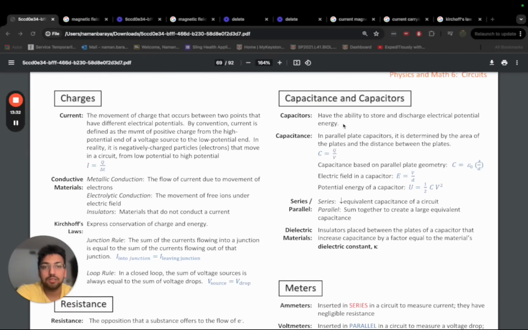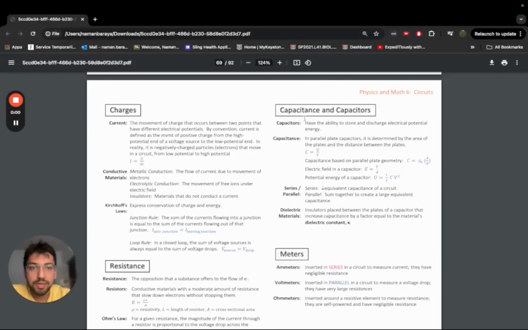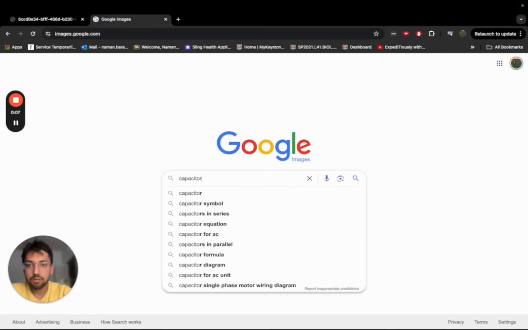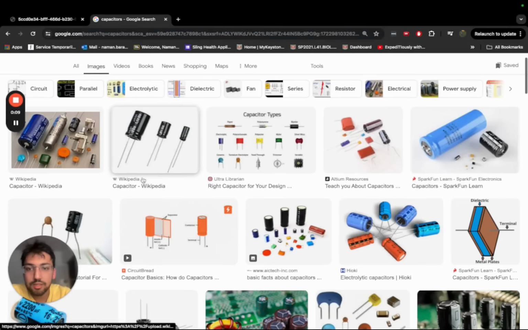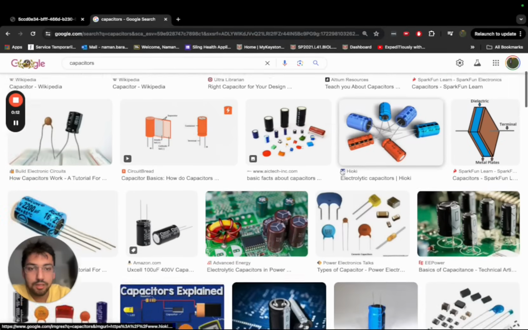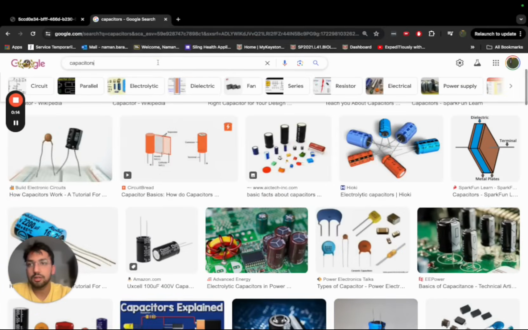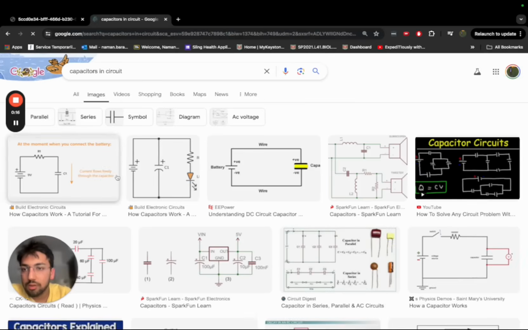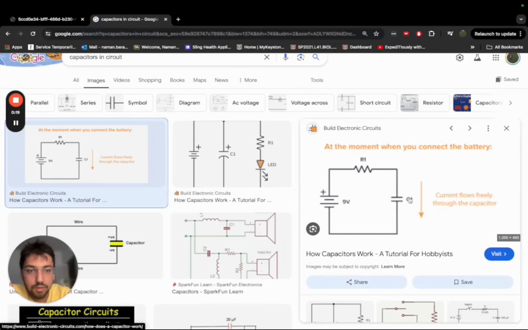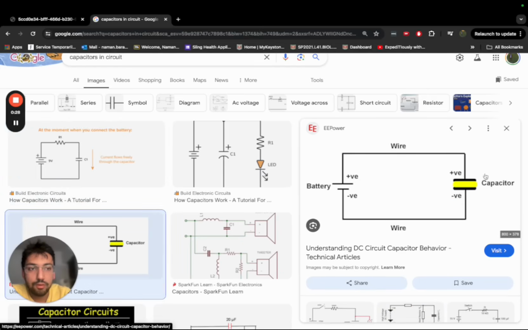Okay, now you have capacitors and capacitance. Capacitors have the ability to store and discharge electrical potential energy. So let me show you an example. Capacitors look like this, but in a circuit, what they'll look like is two lines, and essentially current flows through this capacitor freely, but it'll store charge, so it'll kind of act like a battery where there's a voltage difference on that capacitor.